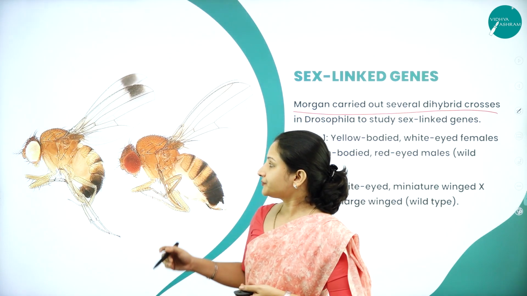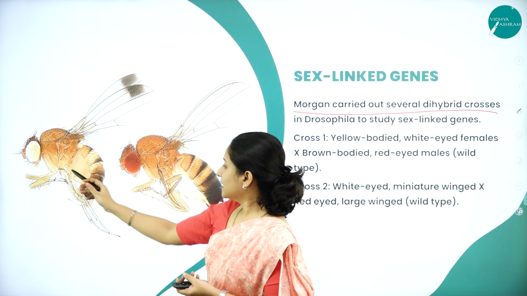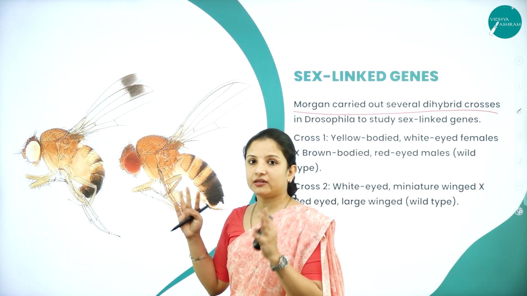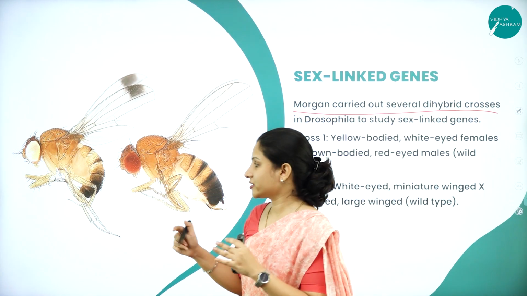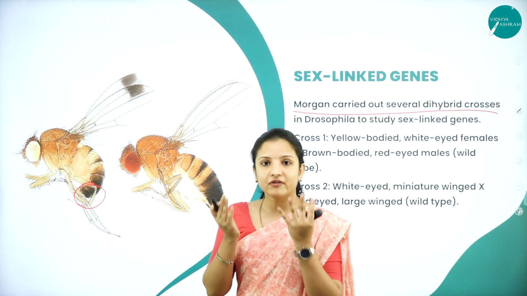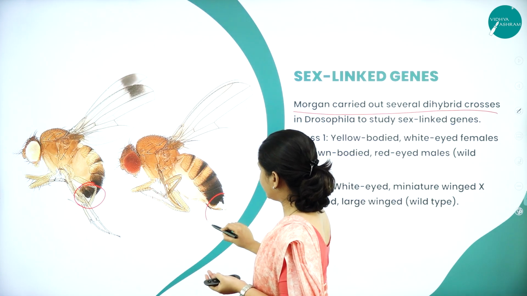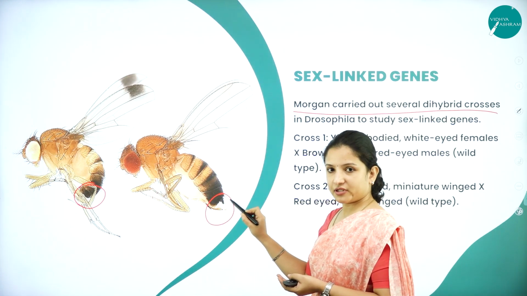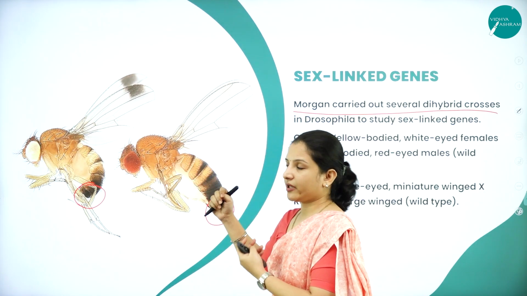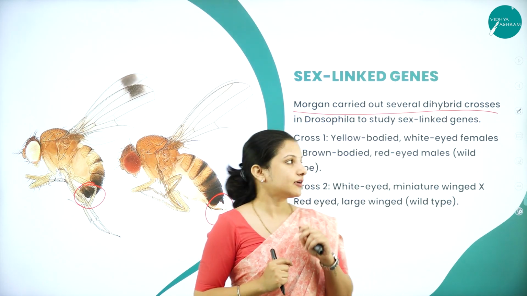What two characters were considered? One is the color of the eye. Take one Drosophila, the male. In the previous session, you already learned how to distinguish between male and female. The easy way is the base of the abdomen. The male will always have a round abdomen, whereas the female will always have a pointed abdomen. So now we know this fruit fly is male and this is the female. The male has a yellow colored eye and the female has a red colored eye.